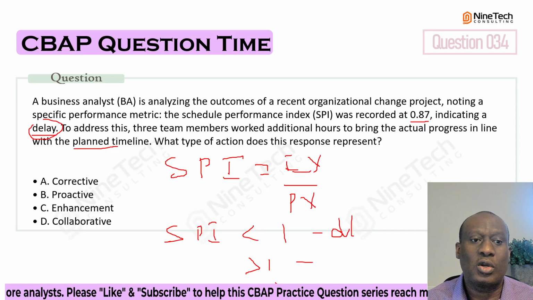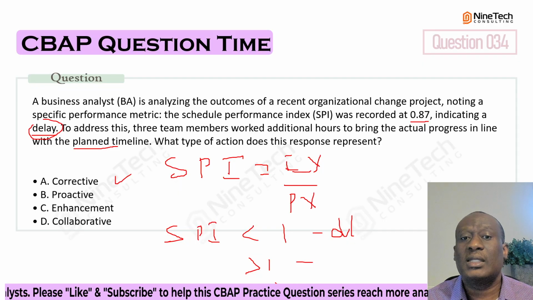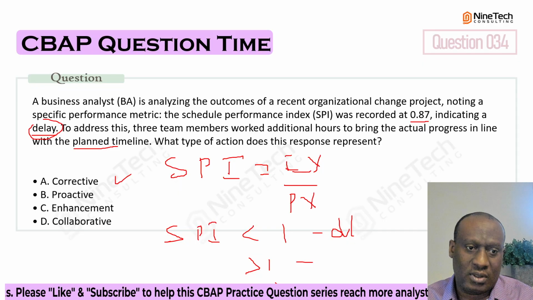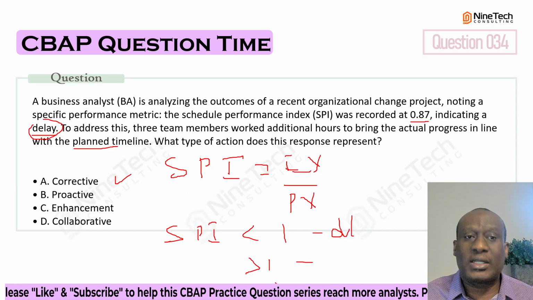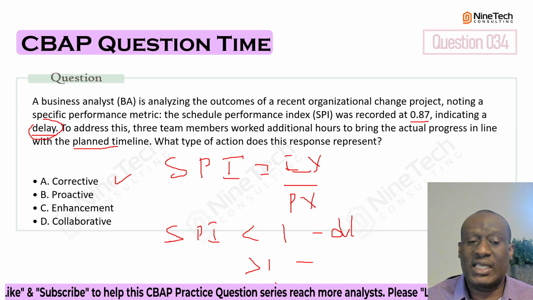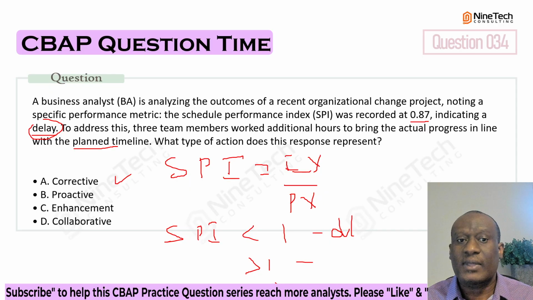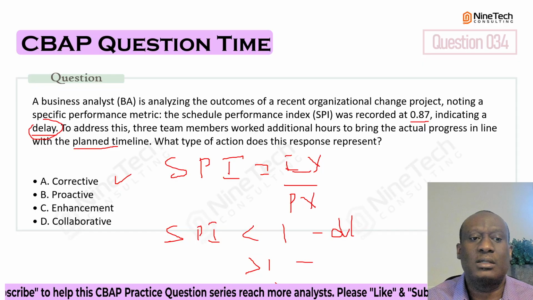Option A, corrective. I believe this is corrective. Why? Because the delay has already happened. So we are trying to correct something that already happened. So don't be thrown off by all these calculations I gave. You don't really need them. The main thing is that there was a delay and we're able to correct that delay.